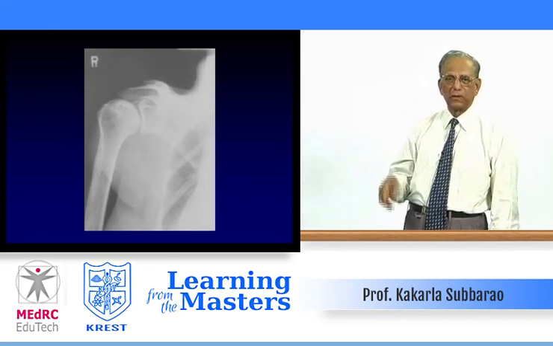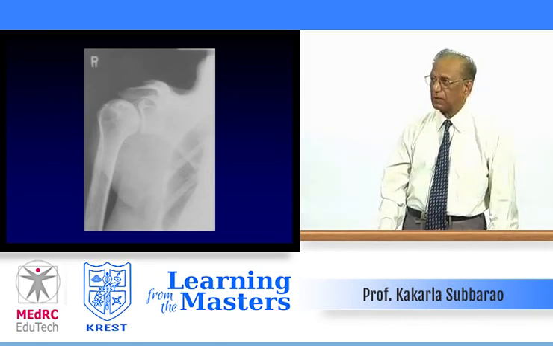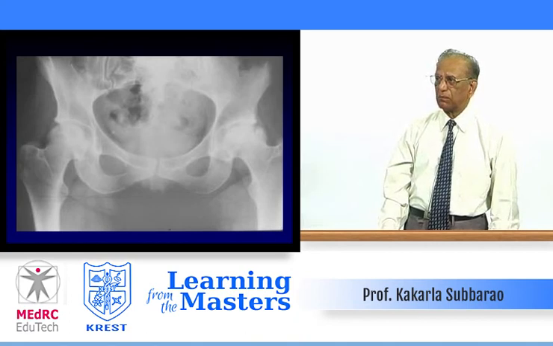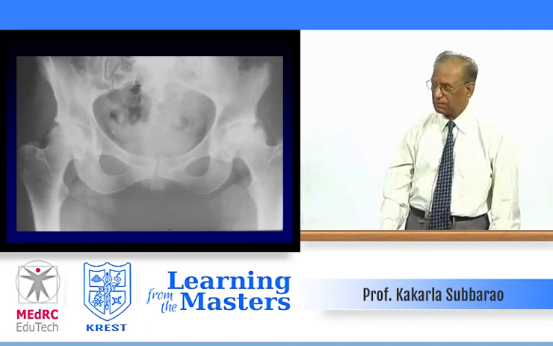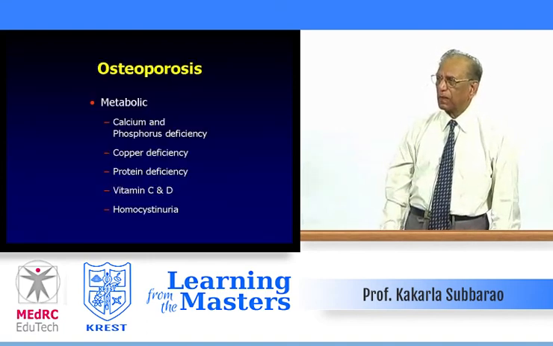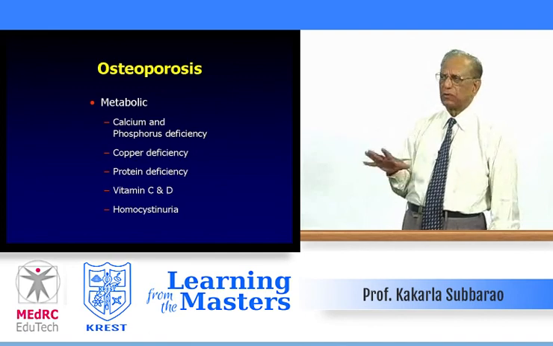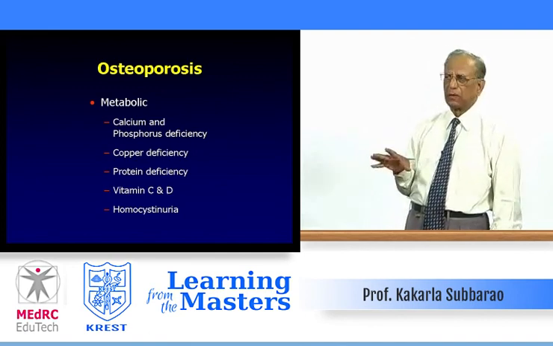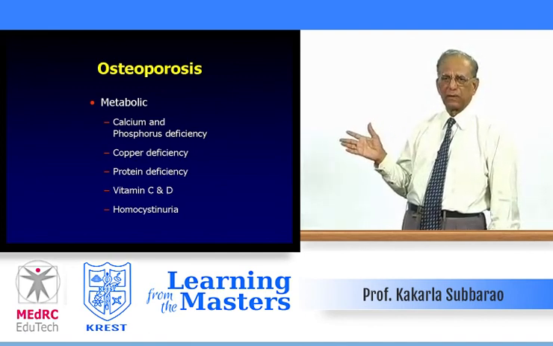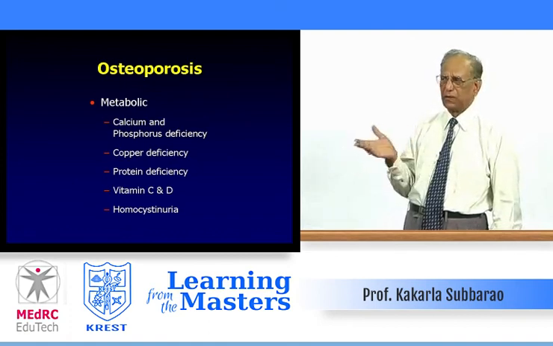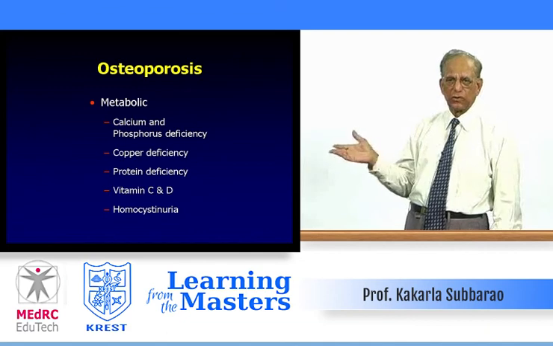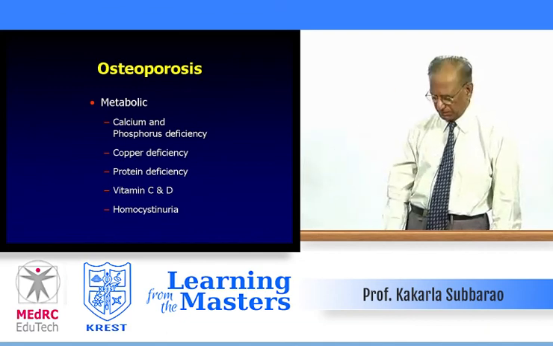Osteonecrosis in the heads of the humeri. Bilateral osteonecrosis and corticosteroid therapy, either for asthma or for other allergic conditions, and just osteoporosis. What are metabolic causes? Calcium and phosphorus deficiency, copper deficiency, protein deficiency, vitamin C and D you have seen, homocystinuria also you have seen, osteoporosis.